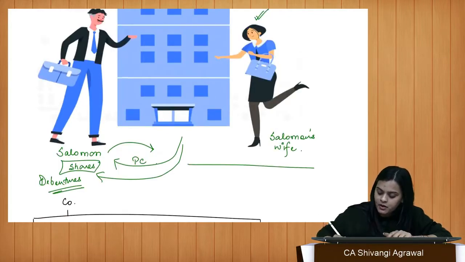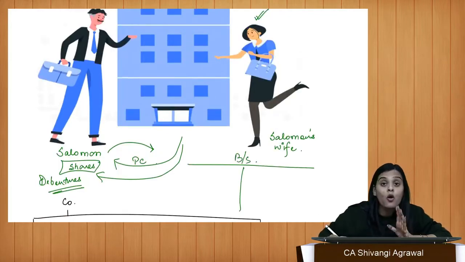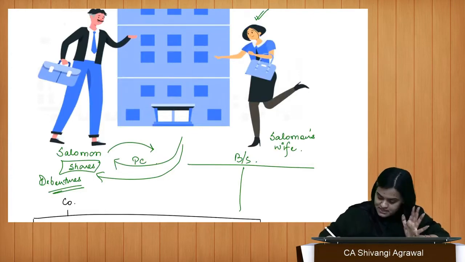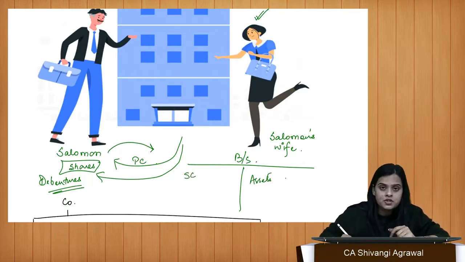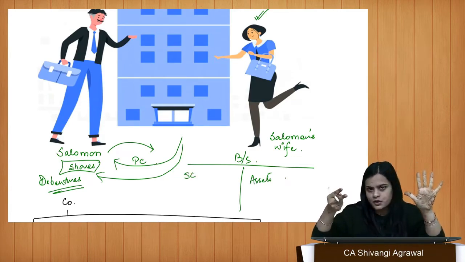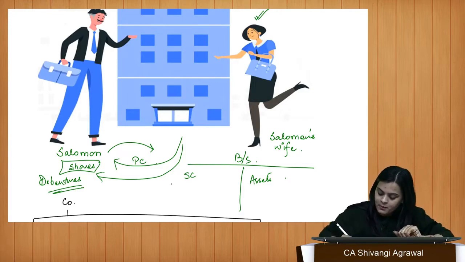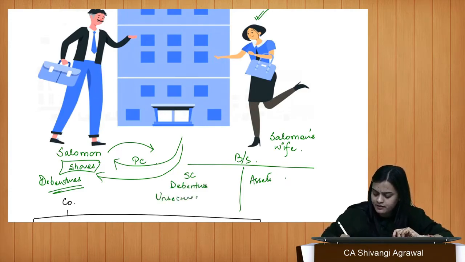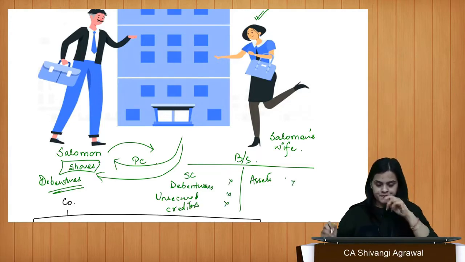So if we talk about the balance sheet of Salomon Company Limited, there were certain assets, and on the liability side there was share capital. Who were the shareholders? Salomon, his wife, his four sons and his daughter, right? Apart from that, there were certain debentures which were in the name of Salomon himself, and then there were some other unsecured creditors and all. Still no problem, so far all good.